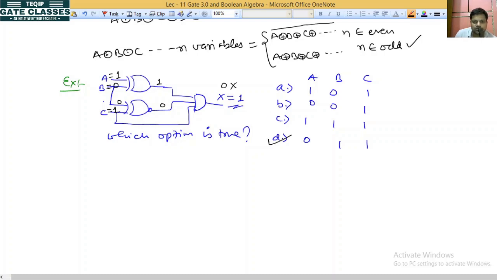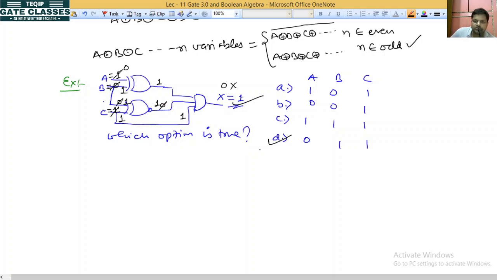Okay na? What it will be? A is 0. I am placing 0. This one is 1, so it will come here 1. This one is again 1. Since both are different, output will be 1. It is 1, it is 1. So here we have 1 1, and this C is coming from here, so C is also 1. So all are 1, that's why output will be 1. Okay na? So this is the correct option. Which option? D option. Okay na?